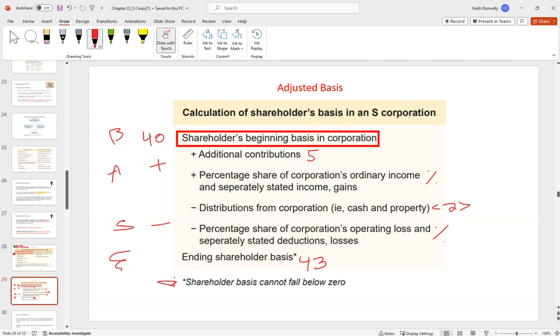A few things to be aware of: our ending basis can never fall below 0. And the other item is there's no liabilities in this. If you remember with a partnership, when there was 60,000 of debt that the partnership owed, we would break that out like 20, 20, 20, and that goes into your basis. With a corporation, any external debts it has are not going to be part of S Corp basis. We will talk about something called debt basis, but for right now, let's just stick with that.